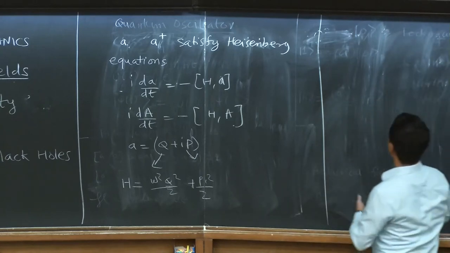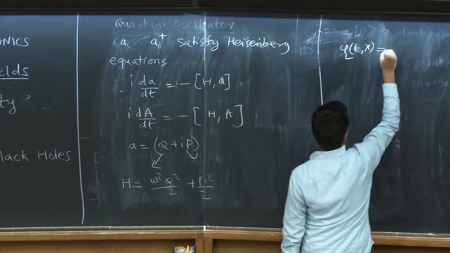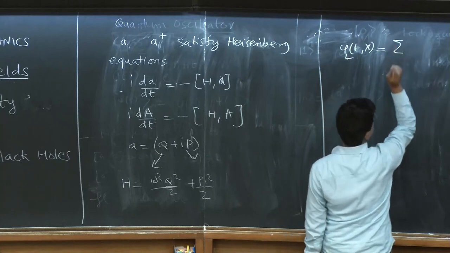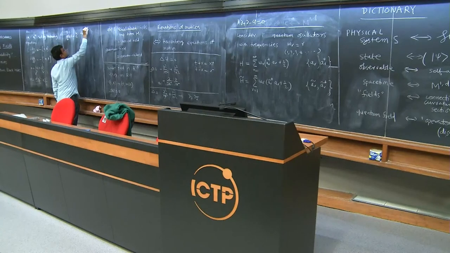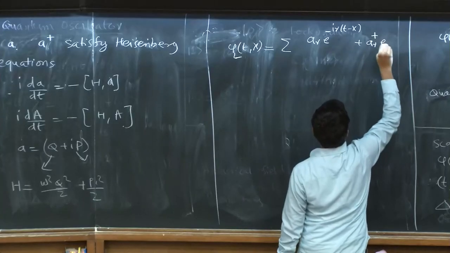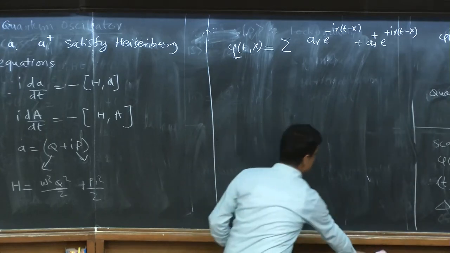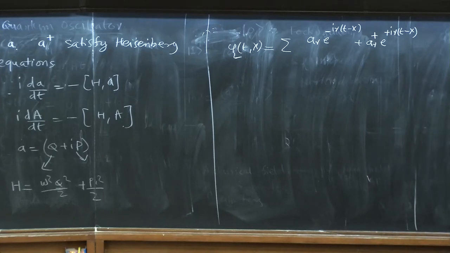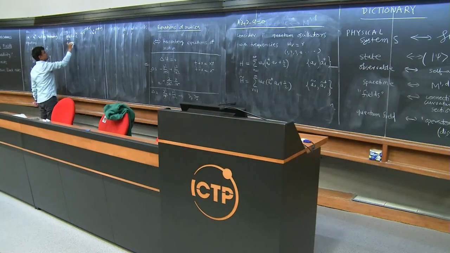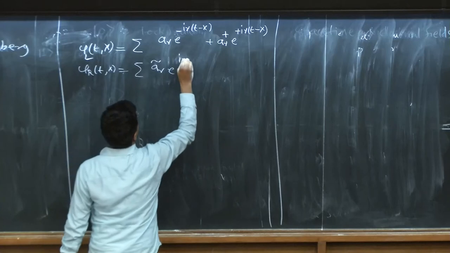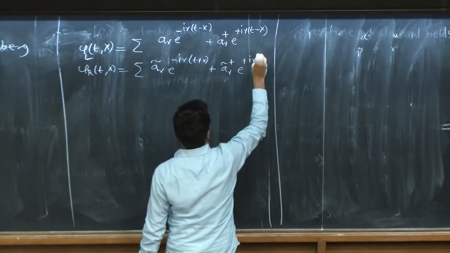So now, I'm just going to construct the following operator. Phi of t, x, left moving, I'm going to call it. Define, this is just a definition, as a_r e to the minus i r (t minus x) plus a_r dagger e to the plus i r (t minus x), so it's a real field. And I can define the right moving field, I'll explain the terminology in a moment, which is a tilde r e to the minus i r (t plus x) plus a tilde r dagger e to the plus i r (t plus x).